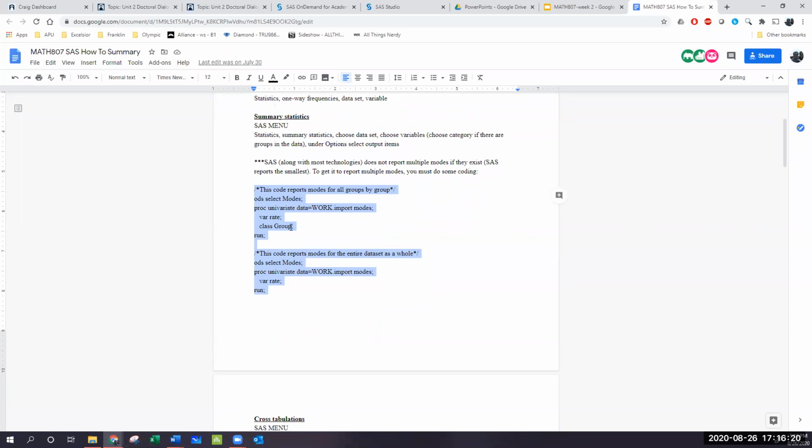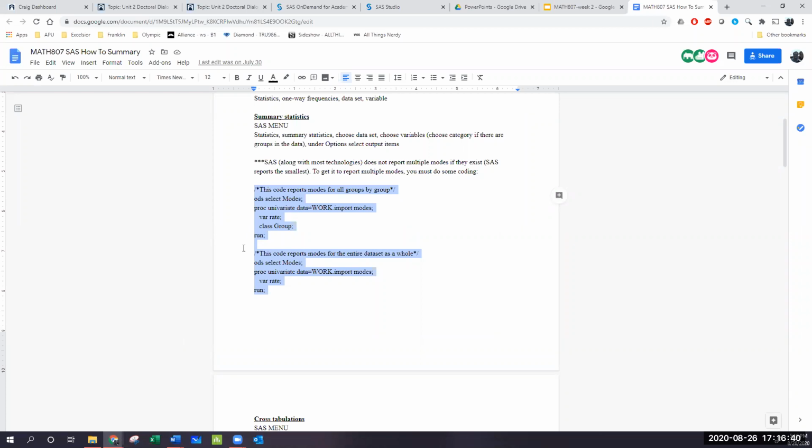Somebody told me that Excel can find multiple modes. I have never figured out how to get Excel to find multiple modes. I thought there was a mode.mult, I think it is, command, where it'll find multiple modes. So you can always try that.